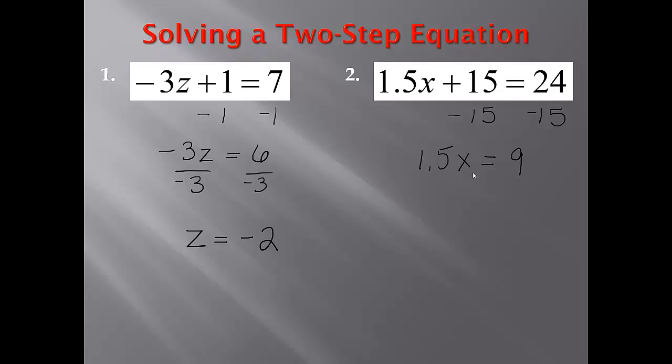Now I'm taking 1 5/10 times x, and the opposite of multiplication is division, so I'm going to divide both sides by 1 5/10. 1 5/10 divided by 1 5/10 is 1, so I'm just left with x on the left-hand side, and that would be equal to 9 divided by 1 5/10. So now I'm going to divide 9 by 1 5/10. I need to make 1 5/10 a whole number, so I move my decimal to the right one place. So now 9 has to have its decimal moved to the right one place as well, and now it becomes 90. So my new problem is 90 divided by 15.